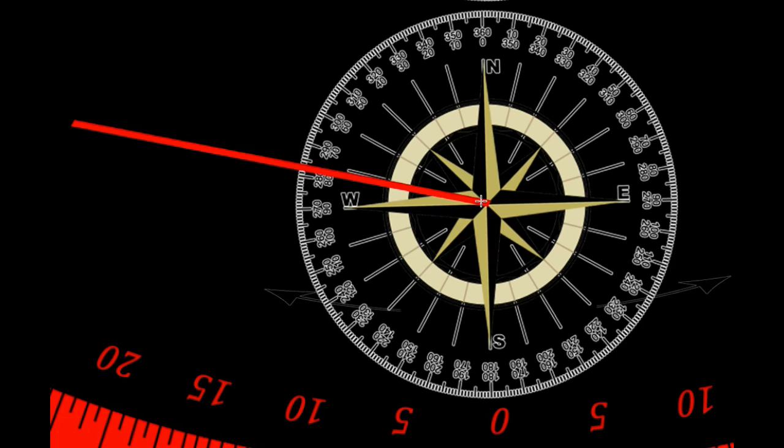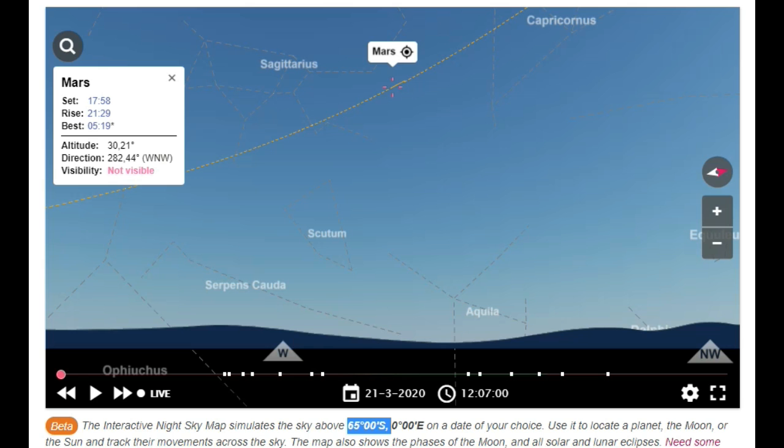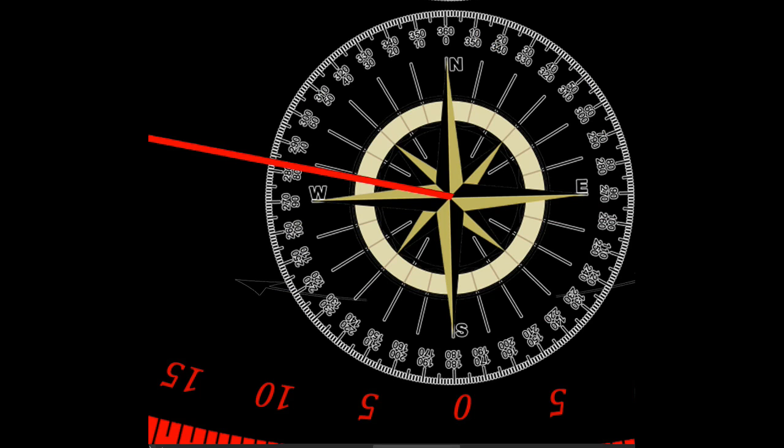65 latitude south on the prime meridian. Azimuth 282.